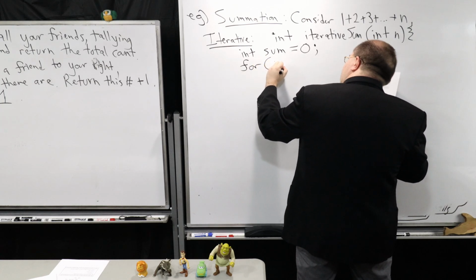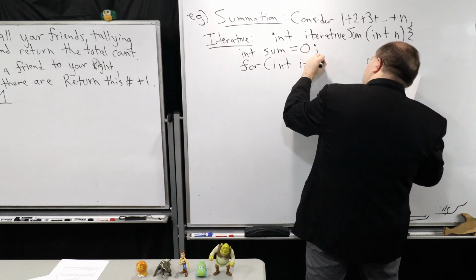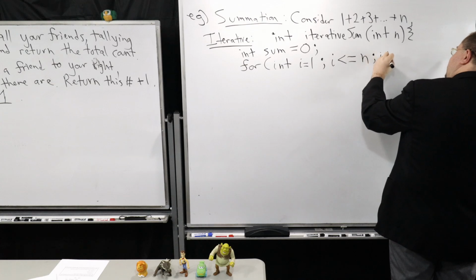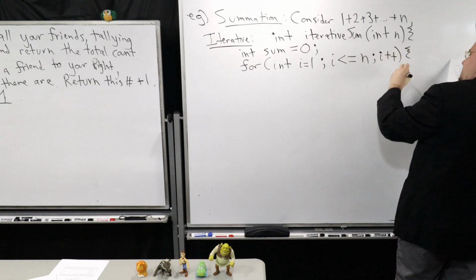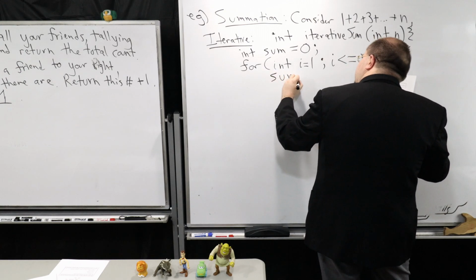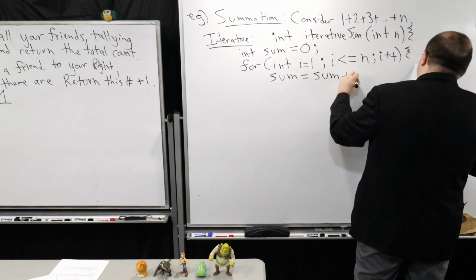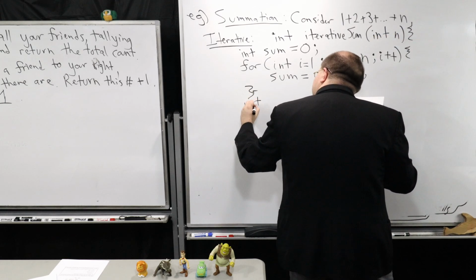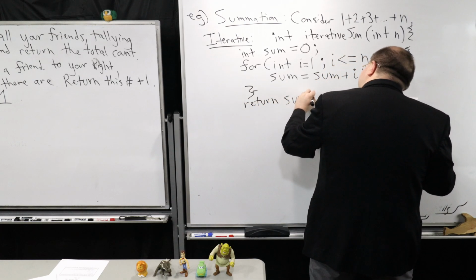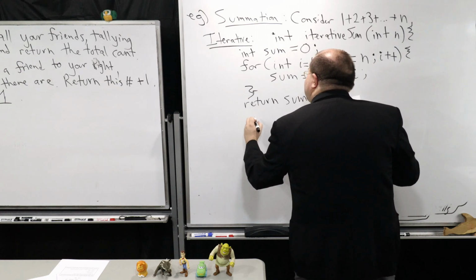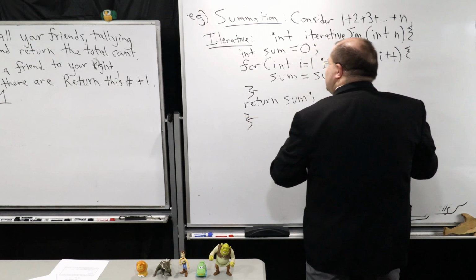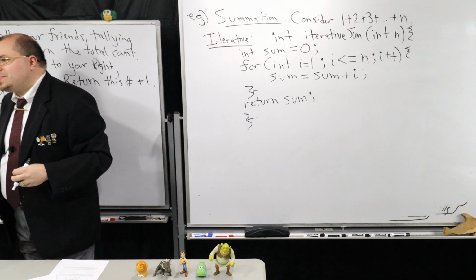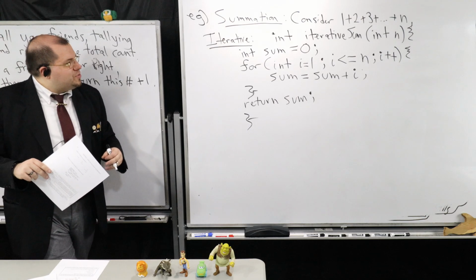So I'm going to have for int i is assigned 1; i is less than or equal to n; i plus plus. And I'm just going to have it so sum gets assigned sum plus i. And that's the end of the for loop. And I just return whatever sum is, right? I'm sure you've done something just like this, or if not, something very similar to this before. So this would be an iterative approach.